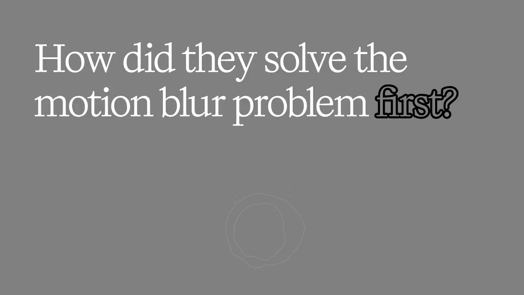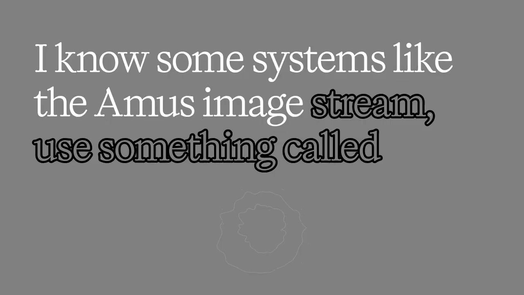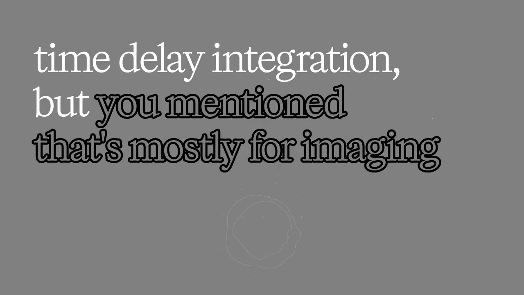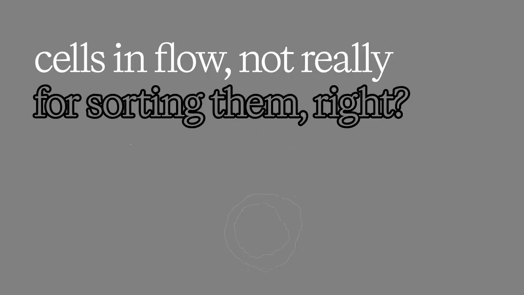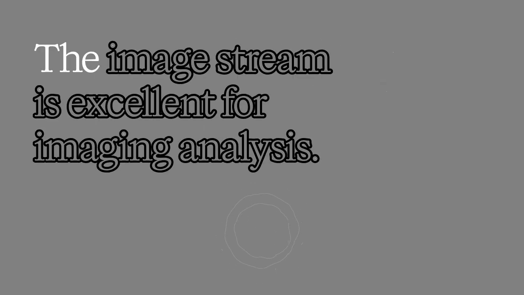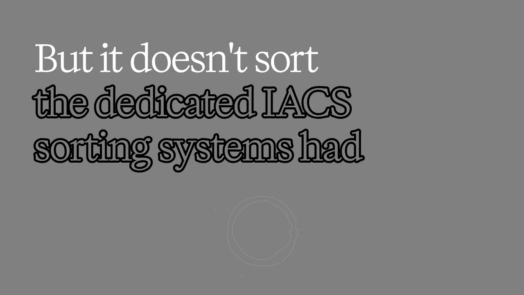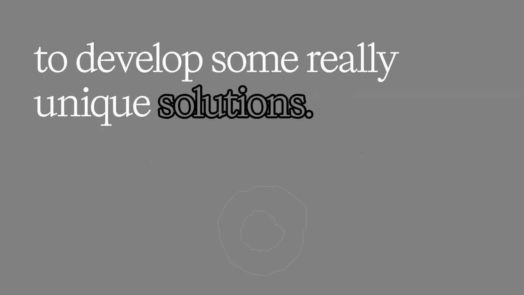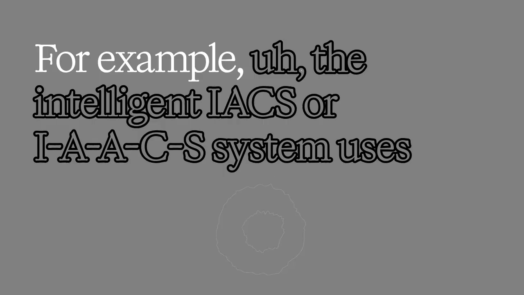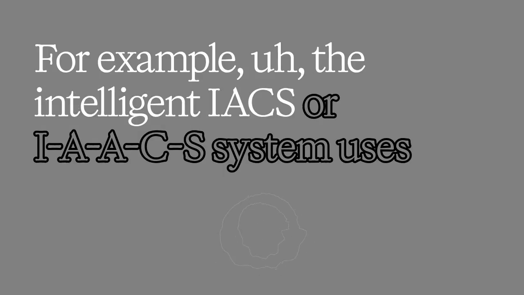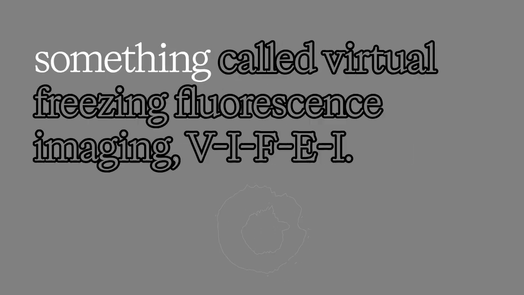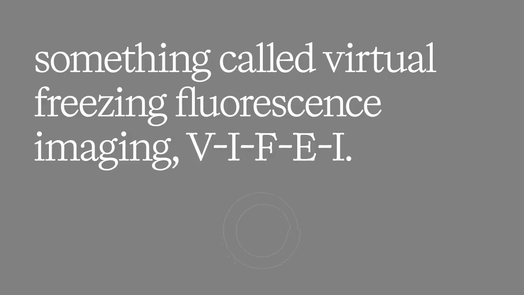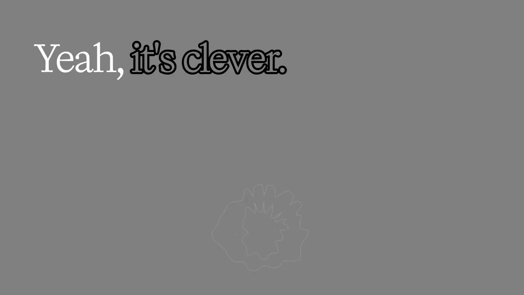Microseconds. Okay, so how did they solve the motion blur problem first? I know some systems, like the Amnis ImageStream, use something called time delay integration, but you mentioned that's mostly for imaging cells in flow, not really for sorting them, right? That's exactly right. The ImageStream is excellent for imaging analysis, fantastic pictures, but it doesn't sort. The dedicated IACS sorting systems had to develop some really unique solutions. Like what? For example, the intelligent IACS system uses something called virtual freezing fluorescence imaging, VIFEI. Virtual freezing. Yeah, it's clever.